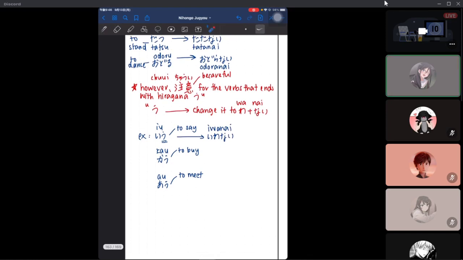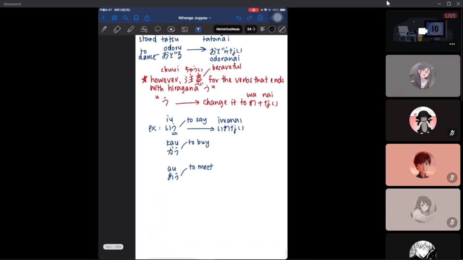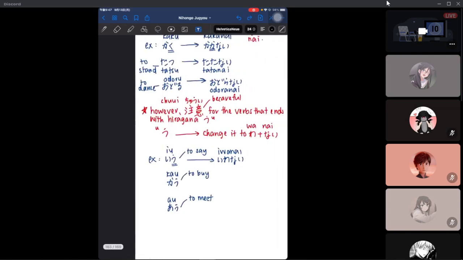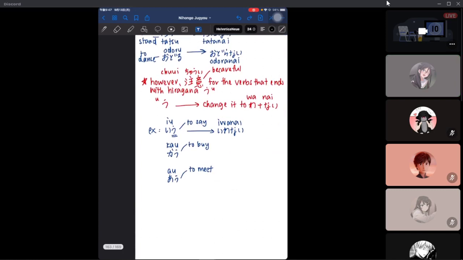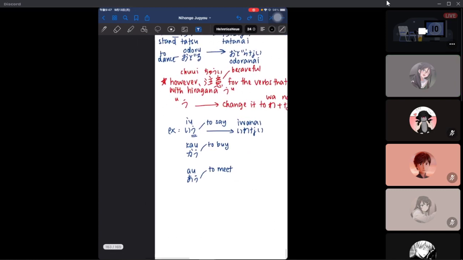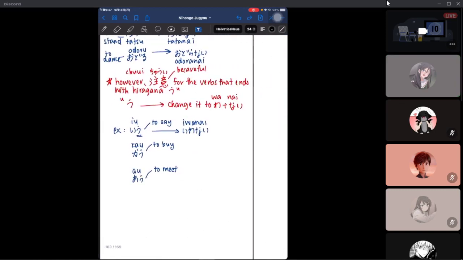So if it's kau, then what will it become? What will kau become then? Kawanai. So, kawanai. So the u changed to wa, so it will become kawanai.